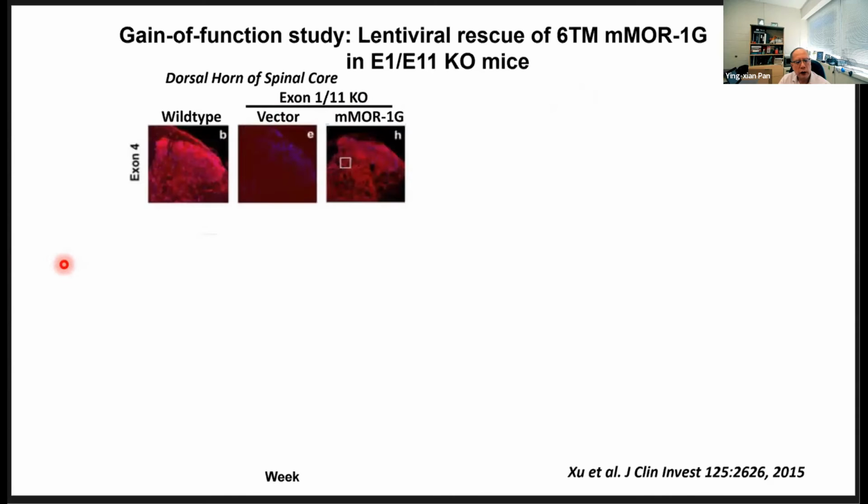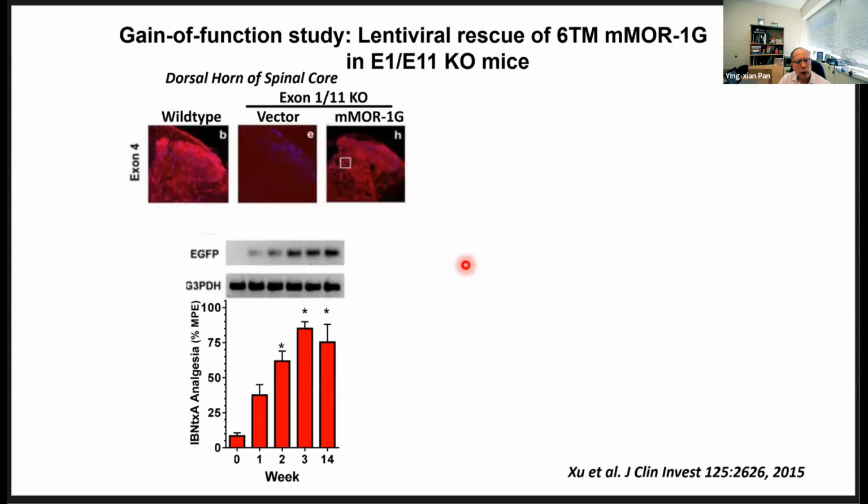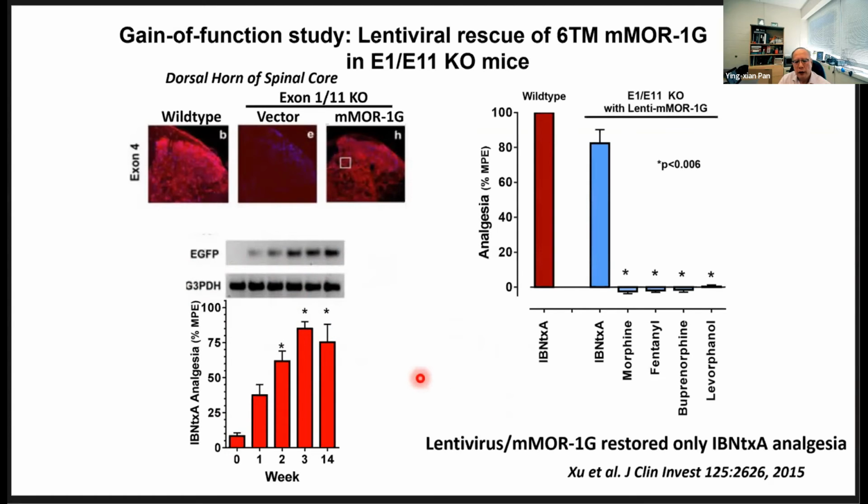This just shows the immunostaining with antibody against exon 4, which is encoded by MR1G. We can see this vector control is negative, where we label the spinal cord. And then we look at the IBNtxA analgesia, and we see a time-dependent rescue of IBNtxA analgesia. By week 3 it reaches the peak, the effect is maintained 14 weeks after, and they can maintain 52 weeks. And the EGFP RNA level, the lentivirus marker, correlates with the IBNtxA analgesia. This lentivirus expressing MR1G can only rescue IBNtxA analgesia, but did not rescue other mu opiates like morphine and fentanyl.